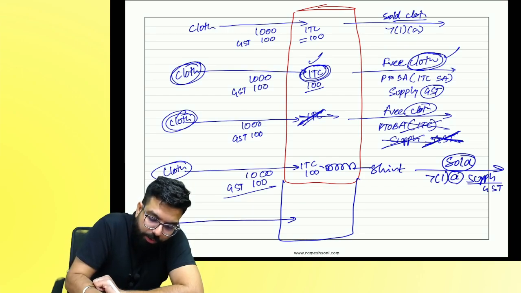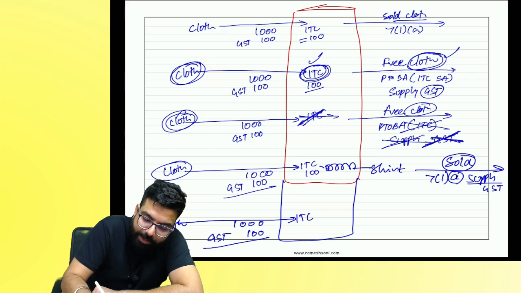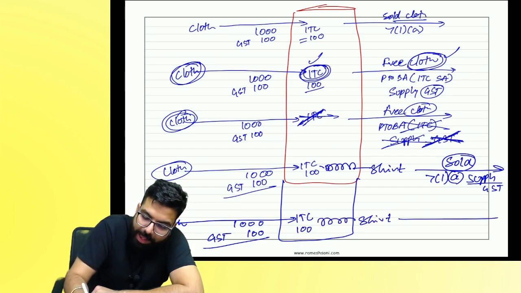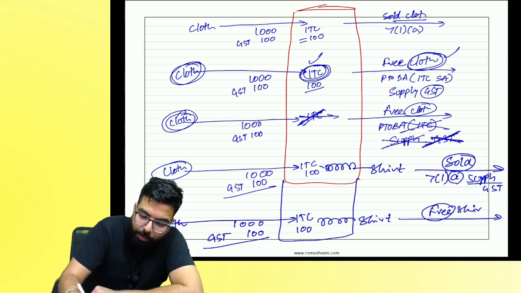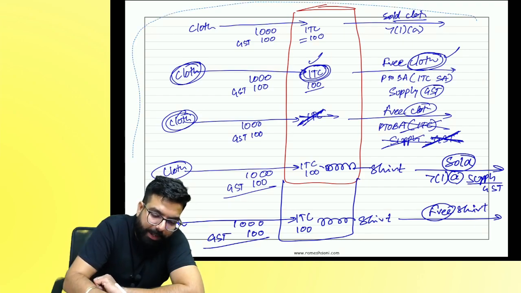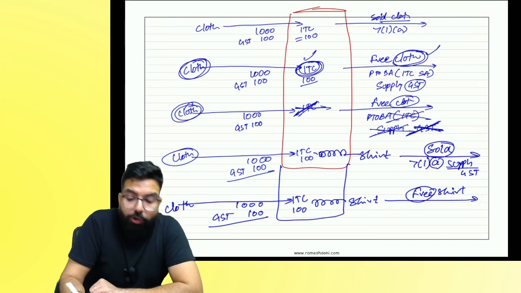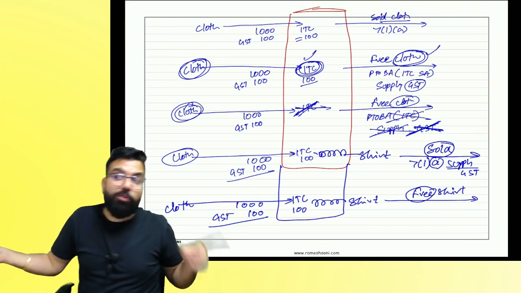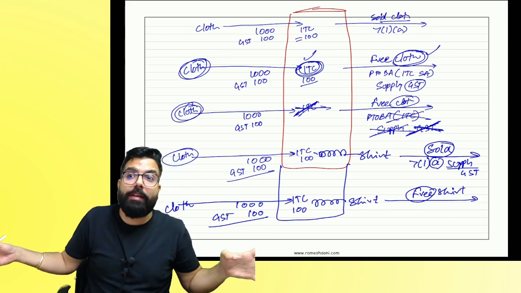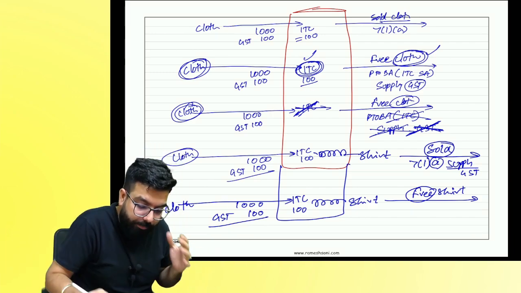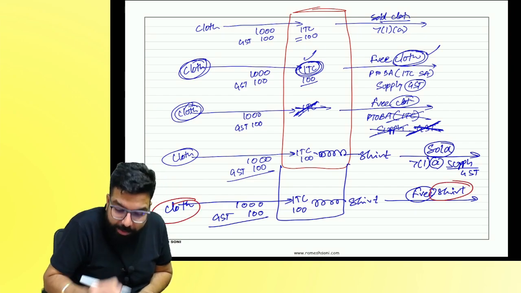I'll give one more example. I bought cloth, 1,000 rupees, GST paid 100, ITC taken. I made shirt. Now I gave the shirt free. Free shirt. Now my question, everyone, will it be a supply? Why? What you took the input on, the same has to be given free, then it will be a supply. Do you guys agree?